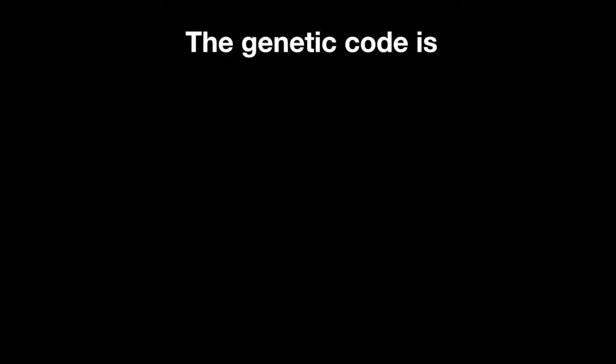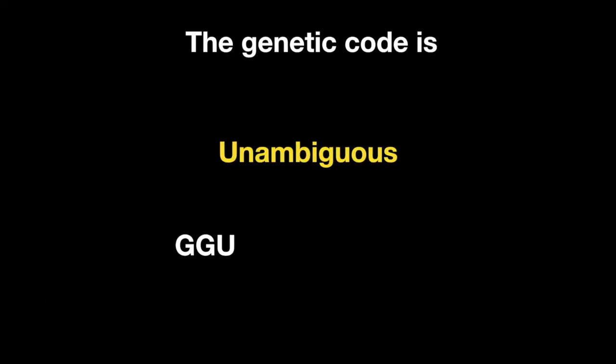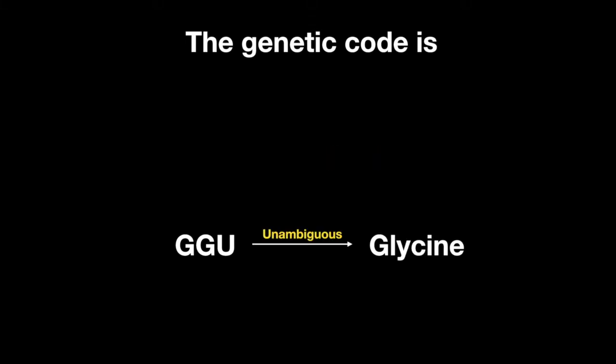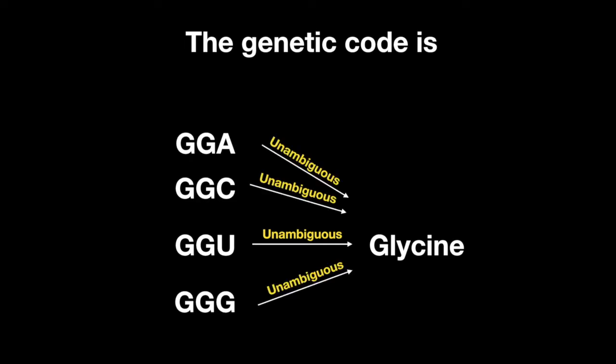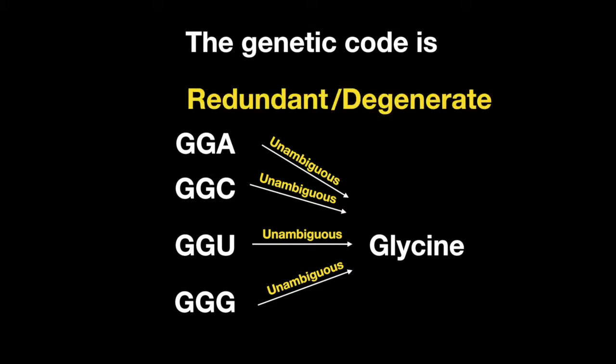The genetic code is unambiguous, which means that each codon codes for specifically only one amino acid. Although it is unambiguous, each codon only codes for one amino acid. Most amino acids are coded by many codons, making the genetic code redundant or degenerate. The reason that amino acids can be coded by multiple different codons is because of the wobble position.